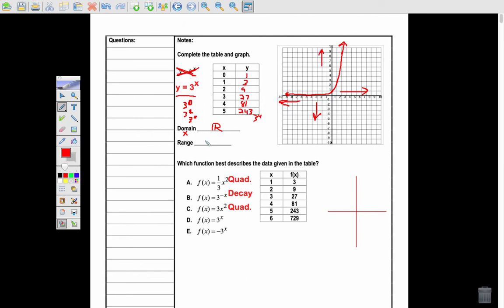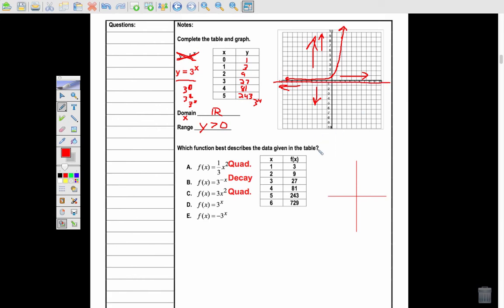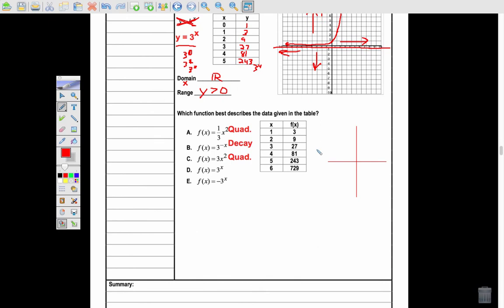Does it go up forever? Absolutely it does. So what is your range? Well, remember, using our inequalities, y is greater than 0. When I say y is greater than 0, that means it goes up forever, but it'll never touch y equals 0.